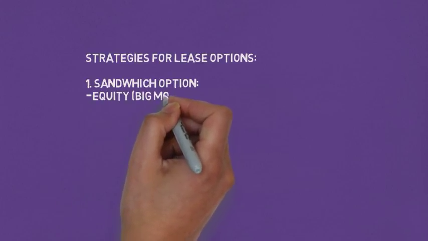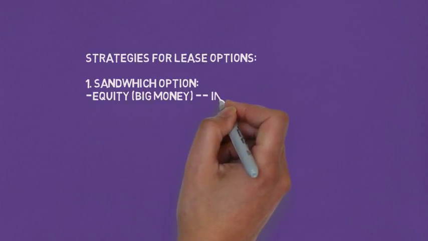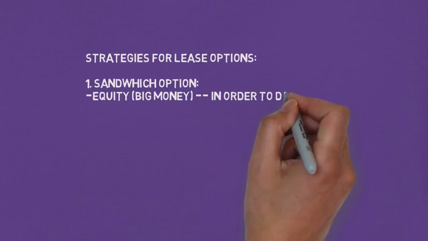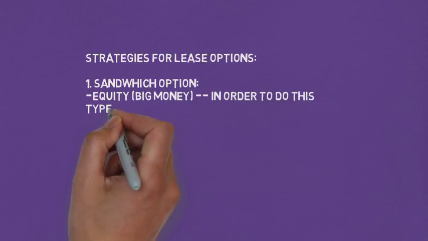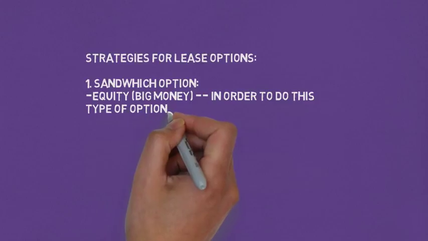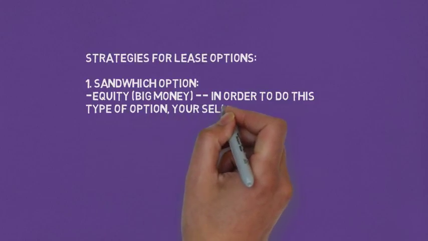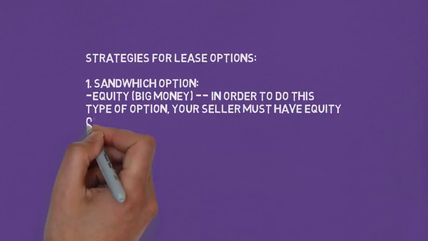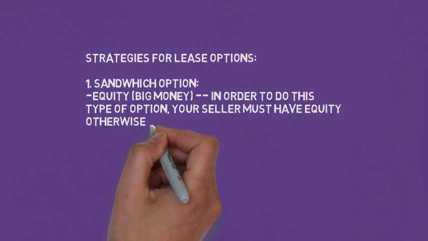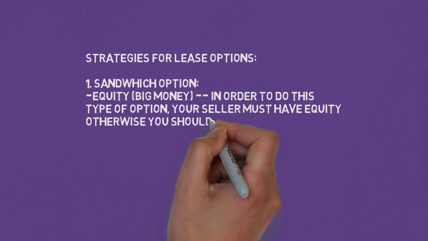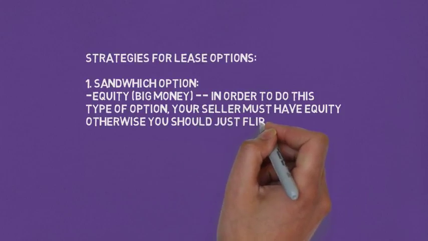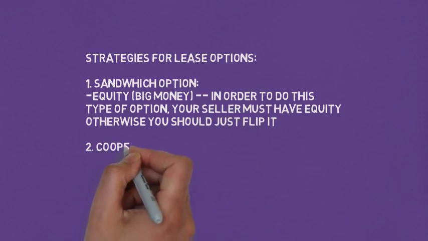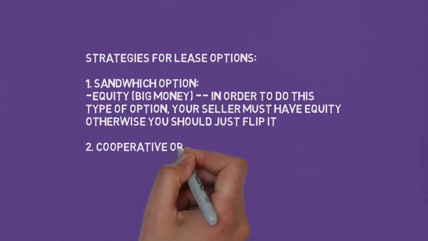In order to do a sandwich lease option, though, the seller must have equity in the property, meaning that they have to owe less than the property's worth. Why? Because in order for you to stay in the middle of the deal, there must be some way for you to get some or all of that equity. Otherwise, you might as well just flip it and do a cooperative lease option.